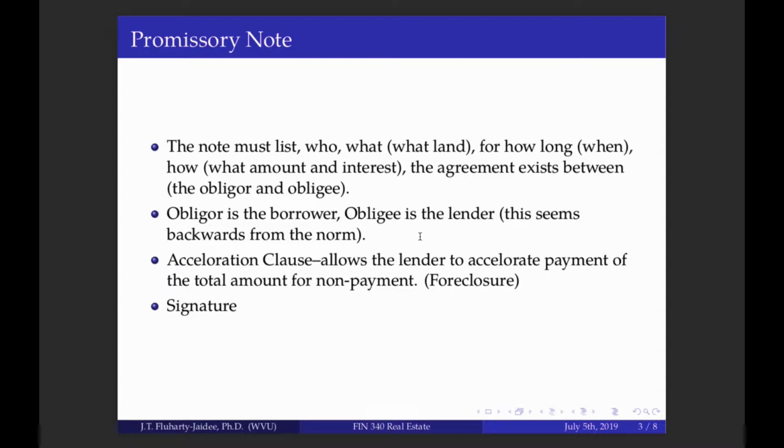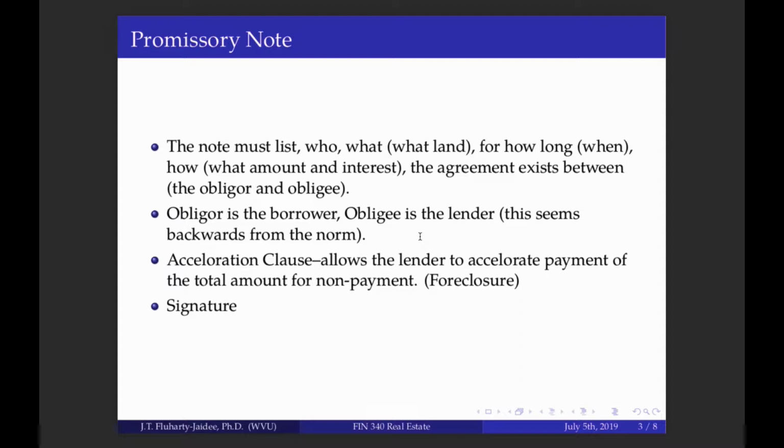The agreement is said to exist between an obligor and an obligee. The obligor is the borrower. The obligee is the lender. This is separate, different, the opposite way from lender-lendee, or lessor and lessee. Okay, so it seems backwards from the norm. The obligor is the one who is obliged to repay, which is therefore the borrower. That's how you can remind yourself of this.